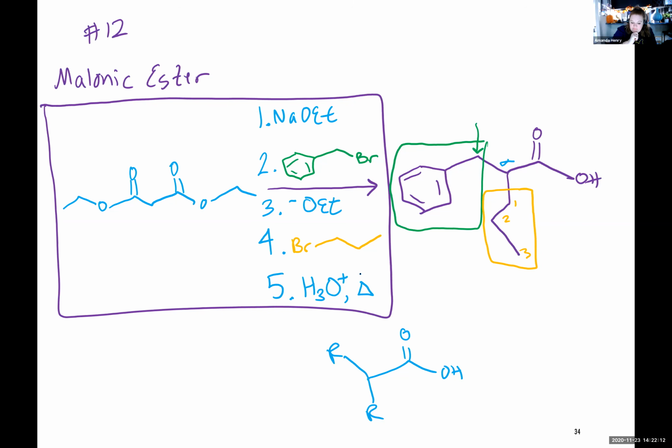So everything that's in blue in that box are set reagents, nothing that you can change or have control over. The green and the orangey yellow are the R groups that can be changed based on what we're trying to make. Questions about that reaction at all, about that example?